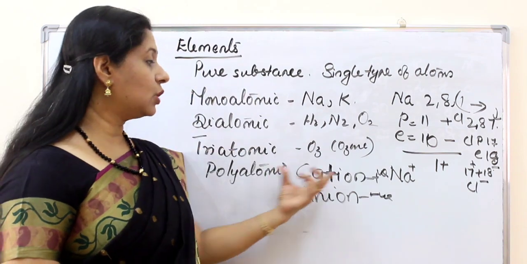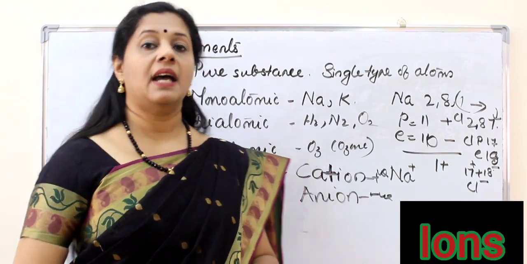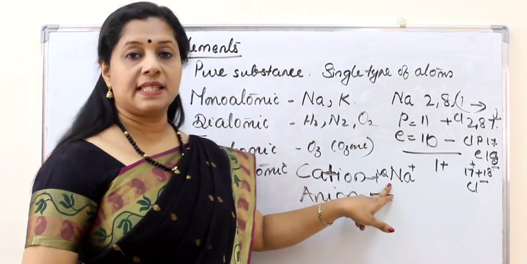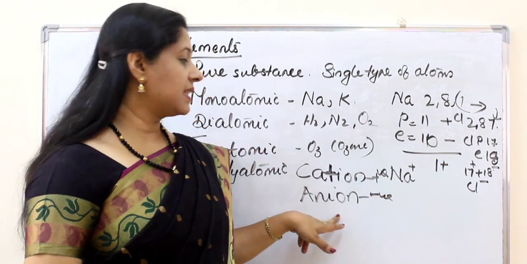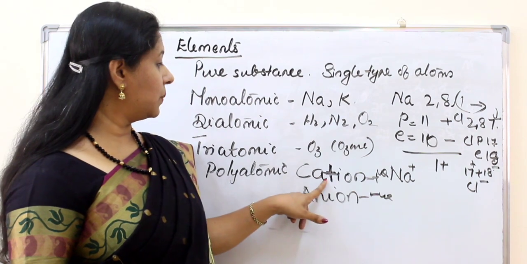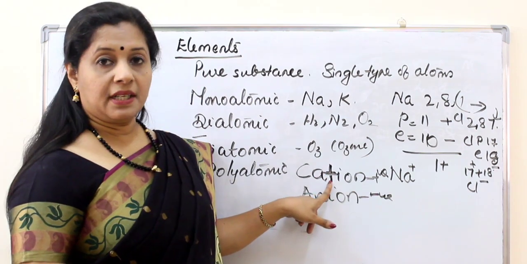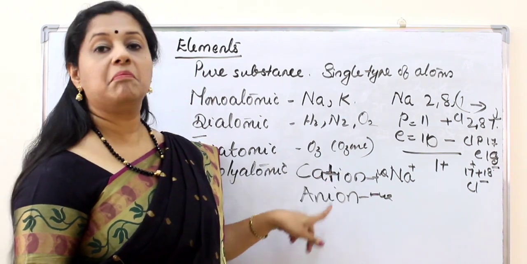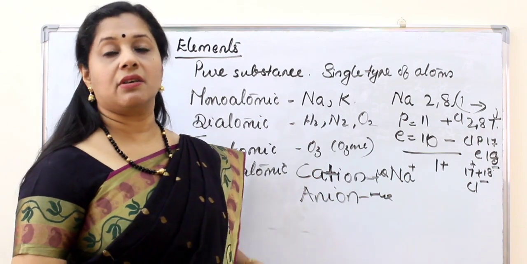So based on that, there are two types of ions, cations and anions. Cations are positively charged, like sodium, whereas anions are negatively charged, like chlorine. To remember this, what you can do is, here there is a T which looks like a plus. So you can remember cation is positive.